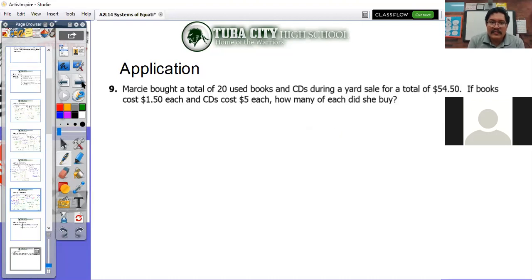Okay, Marcy bought a total of 20 used books and CDs during a yard sale for a total of $54.50.